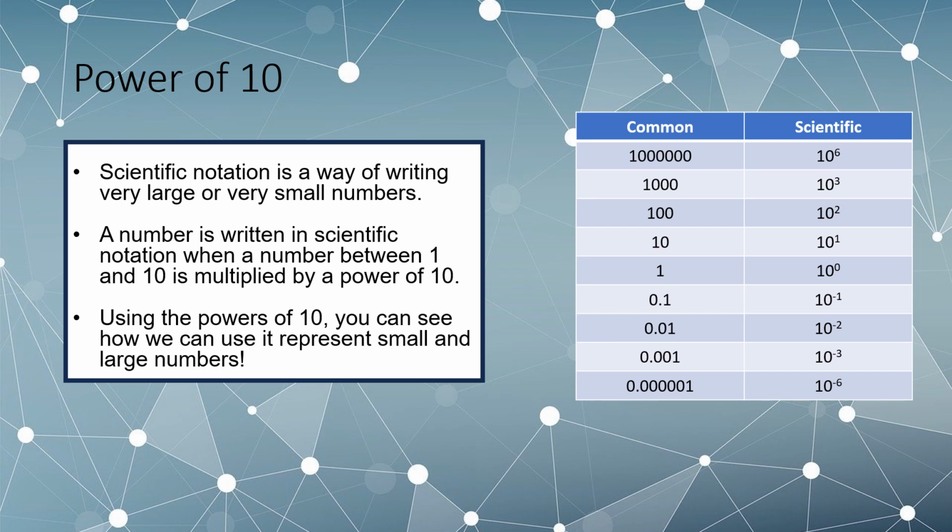So you can see we start with 10 to the 0. When we have 10 to the 1, it goes up to the left, so it becomes 10. When we have 10 to the negative 1, it moves that 1 to the right, becoming 0.1.